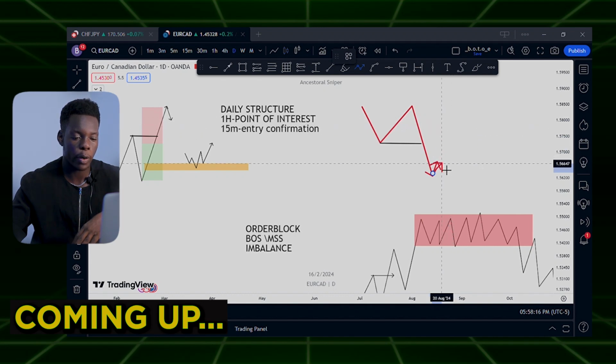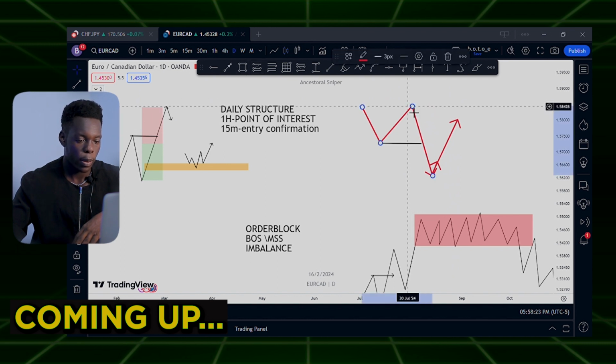I'm going to look for a point of interest where I want price to come back to, right? So if I have a point of interest, let's say an order block, that's what we're going to focus on, the order block.